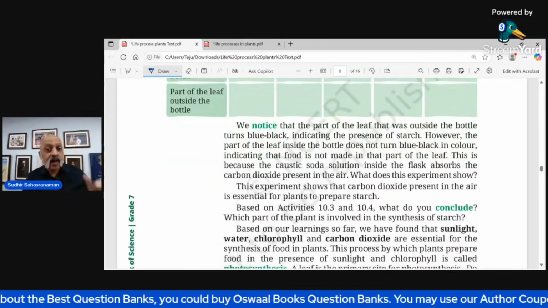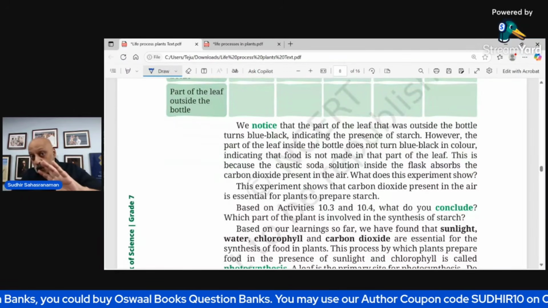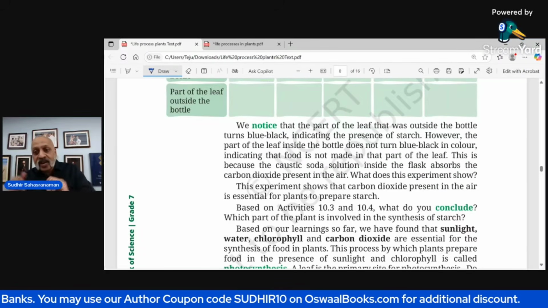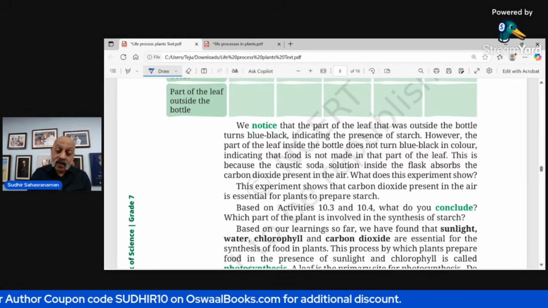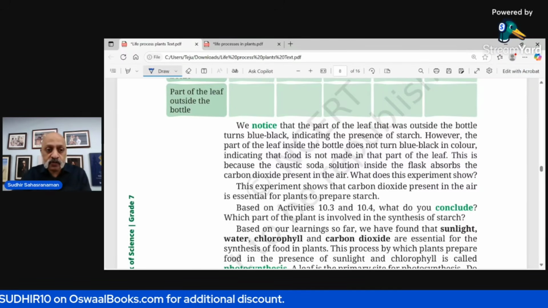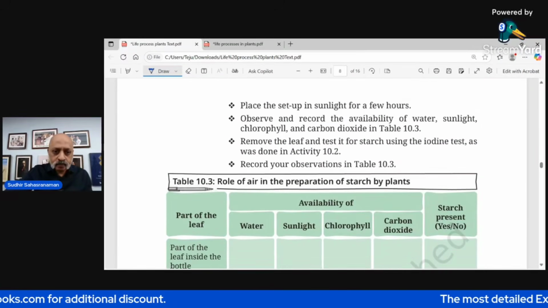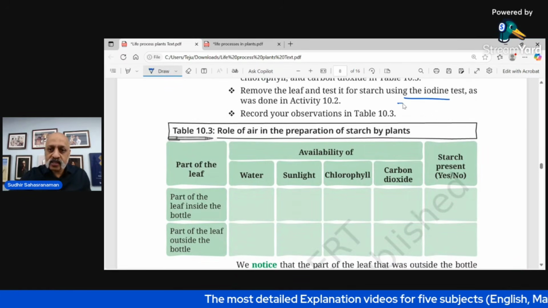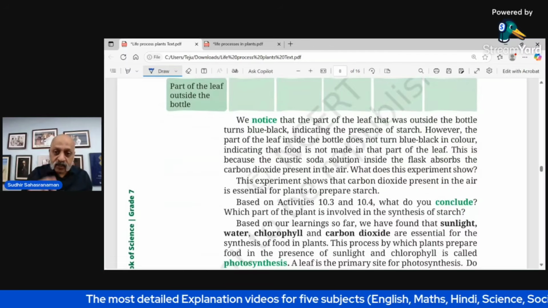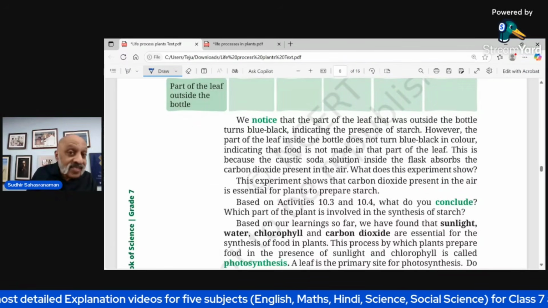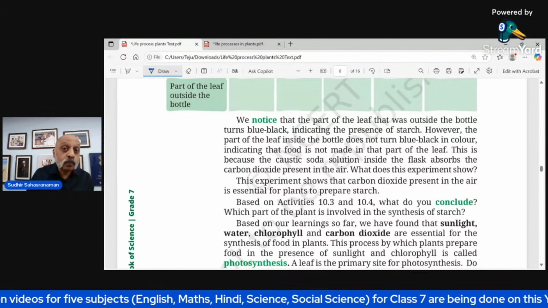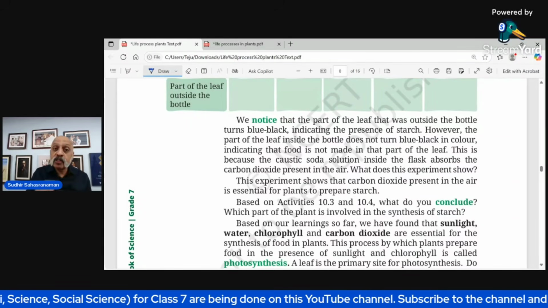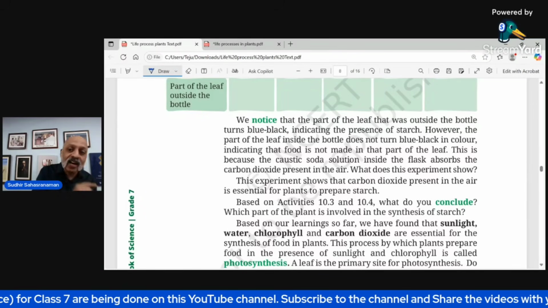What happens is that the portion of the leaf which is outside the bottle turns blue-black, indicating the presence of starch, because now you are doing the iodine test on it. But the part of the leaf which was inside the bottle and getting exposed to caustic soda does not turn blue-black. It remains the same, which means that food has not been prepared in that part of the leaf.